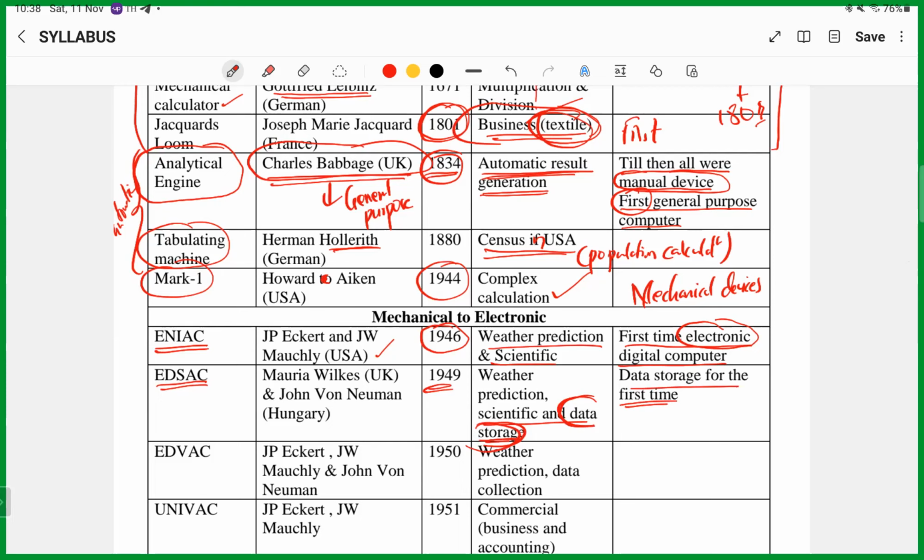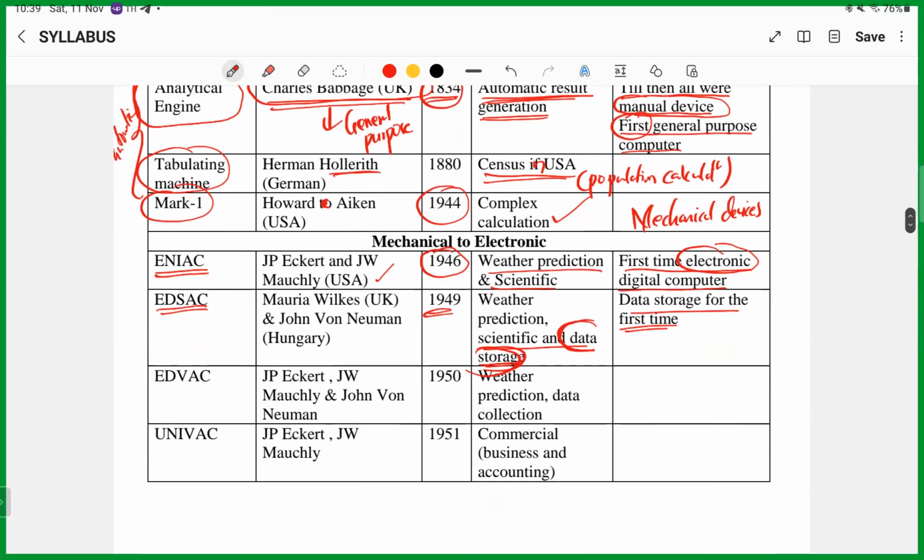EDSAC. They can ask you questions in this simple way: which is the first computer for which we started using data storage? They can give options like ENIAC, EDSAC, EDVAC, UNIVAC. So data storage for the first time was done in EDSAC. Remember all these firsts properly, in proper order.